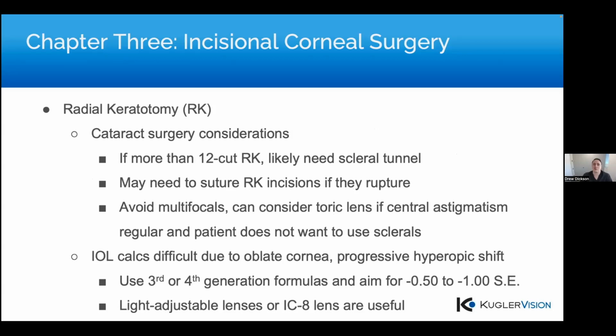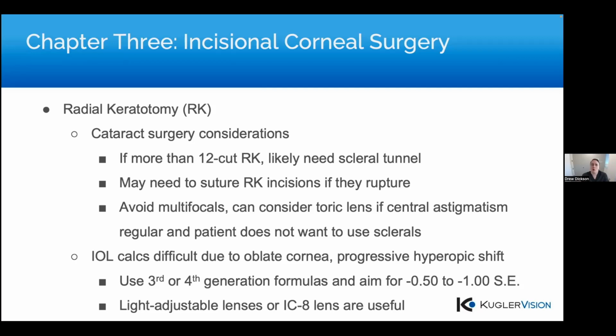So when you do cataract surgery for these patients, there are a lot of different things you need to consider. For most patients, if they have more than 12 cuts of RK, they'll likely need a scleral tunnel for their surgery if you're doing phaco. Sometimes, if you're able to look preoperatively and find an area that looks like you could fit a keratome, you could consider doing a clear corneal incision without using a scleral tunnel. But the risk is that if you ever intersect or put too much pressure on these RK incisions during cataract surgery, you can cause these incisions to rupture open, and then they need to be sutured closed.